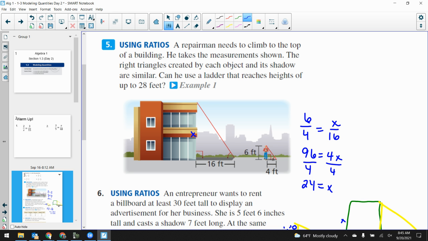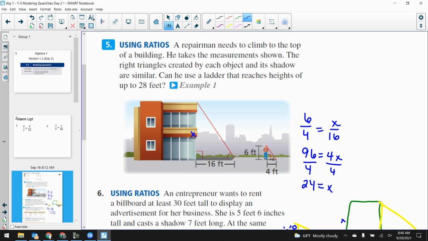Can he use his 28-foot ladder? Yes. He doesn't even need to go all the way out on his ladder. Because the building is only 24 feet tall, and I've got a 28-foot ladder, so I can definitely use the ladder to get to the top of the building. That makes sense? Any other questions on the homework?